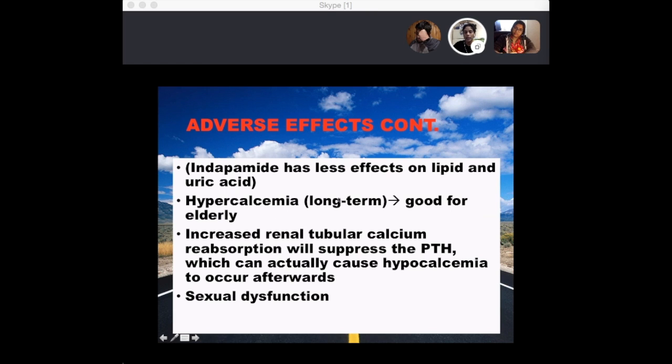Hypercalcemia, when it occurs with long-term use, is actually good for the elderly to prevent the osteoporosis process. Increased renal tubular calcium reabsorption will suppress PTH, which can cause hypocalcemia afterwards, so that's something to keep in mind. And lastly, sexual dysfunction can also occur, though I don't think it's very common.